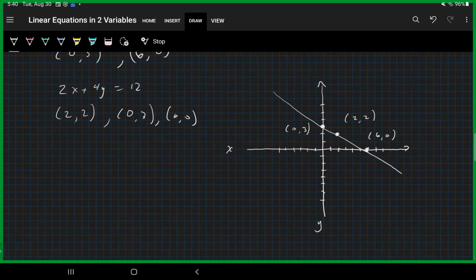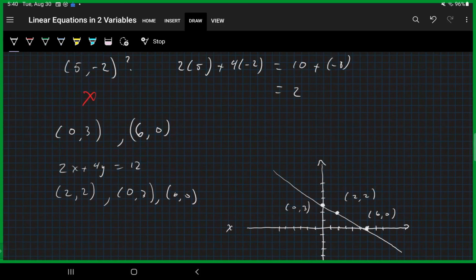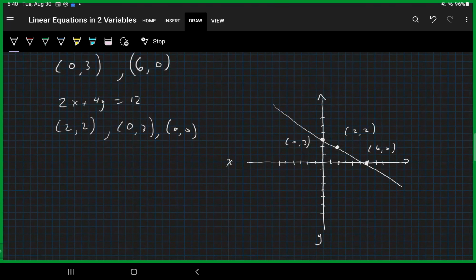All right. What point did we say didn't work? Was that 5, -2? Yeah, let's look at 5, -2. Where is 5, -2 at? So I go out to 5 and down to -2. That point exists on the graph, on the XY plane, but it doesn't touch the line. So it's not a solution. So that's kind of a visual of what's going on.